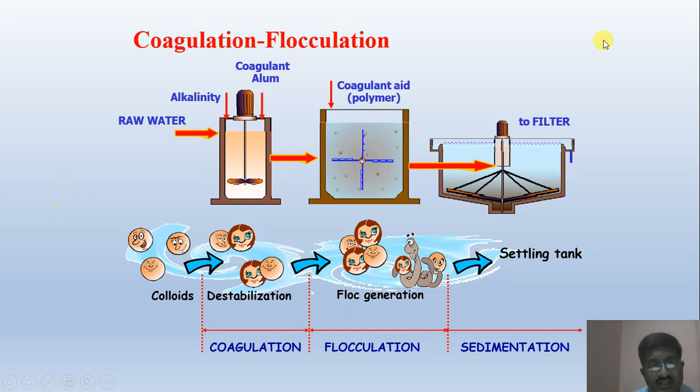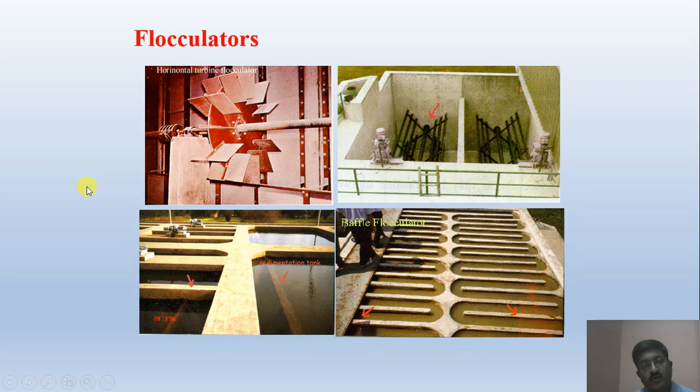So how this particular coagulation process is designed, that part we are going to study in future. Now, there are various flocculators. You can see this horizontal turbine flocculator, then paddles are provided here, and there are baffle flocculators. Depending upon the design, the flocculator configuration changes.